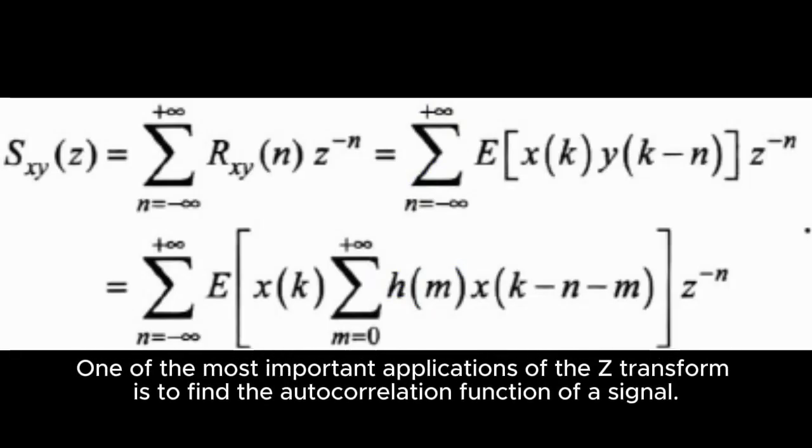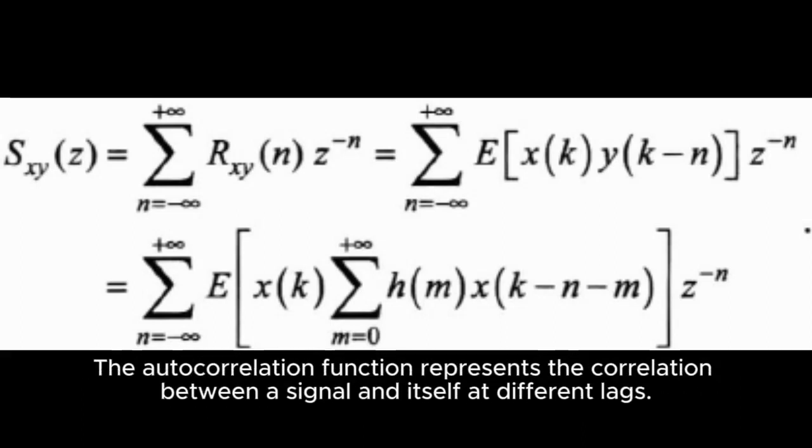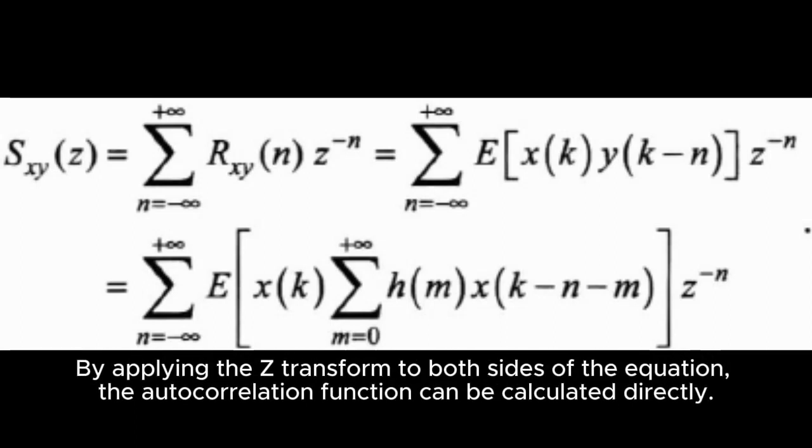One of the most important applications of the Z-transform is to find the autocorrelation function of a signal. The autocorrelation function represents the correlation between a signal and itself at different lags. By applying the Z-transform to both sides of the equation, the autocorrelation function can be calculated directly.